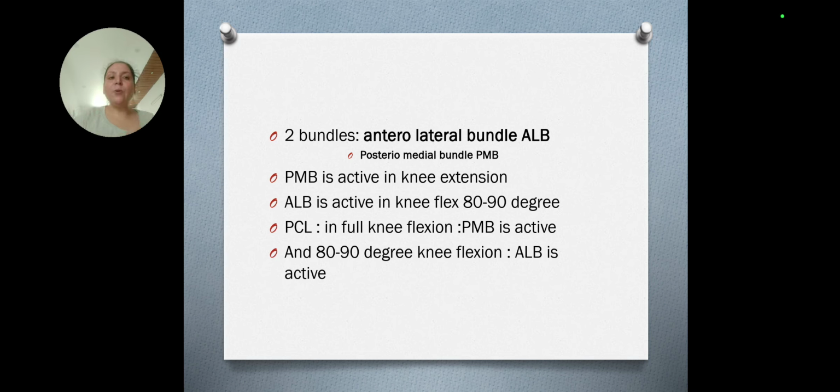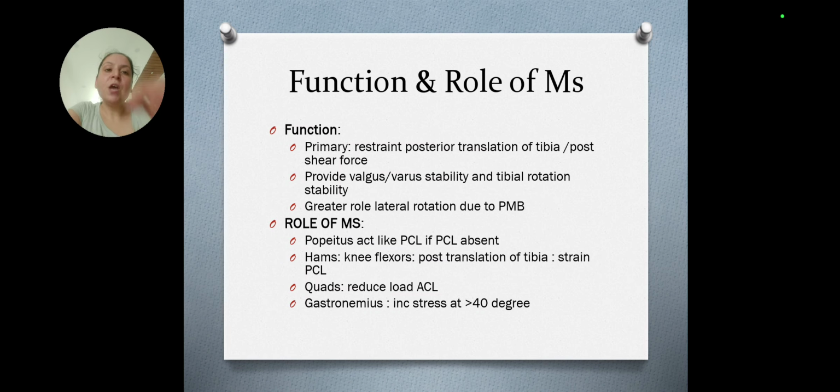Okay, but you try to understand this, that the anterolateral bundle and posteromedial bundle are there. The posteromedial bundle is active in knee extension, whereas the anterolateral bundle is active when the knee is bent from 80 to 90 degrees. Now the function is, you understand, posterior translation of the tibia is restrained by the posterior cruciate ligament, and it provides tibial rotational stability. The ACL was giving medial rotational stability, whereas this is giving lateral rotation stability.